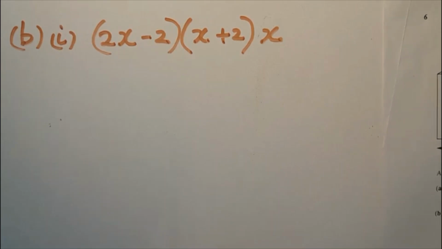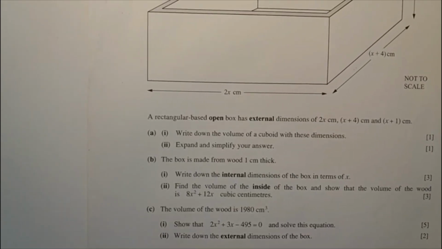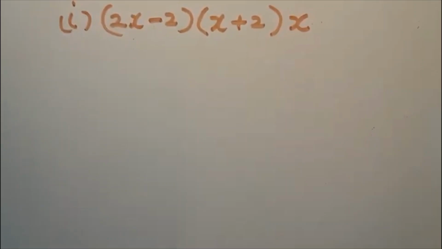So part B(ii) asks us to find the volume of the inside of the box, and then we have to show that the volume of the wood is 8x squared add 12x cubic centimeters. So this is what we obtained in part I, and to find the volume of the inside, all we have to do is to clear these brackets, and that will be our volume of the inside of the box.